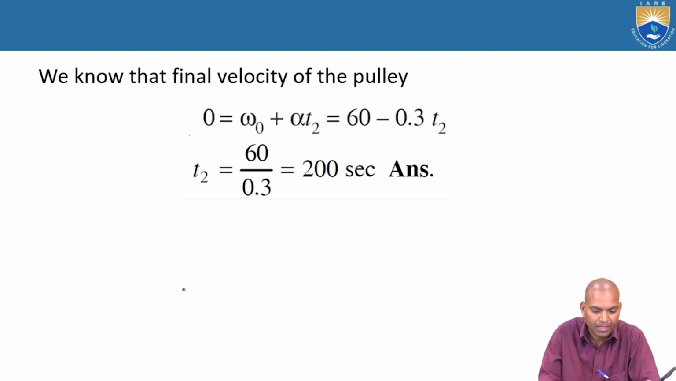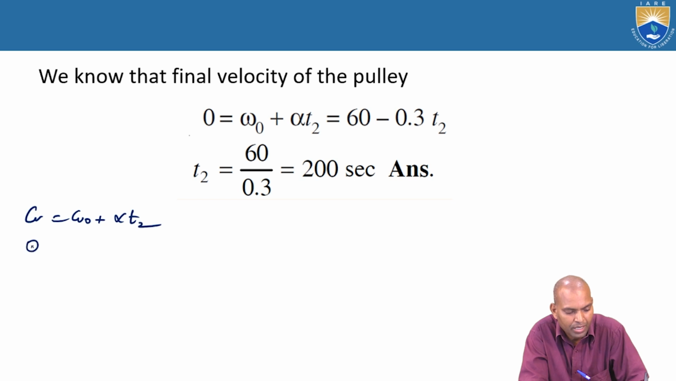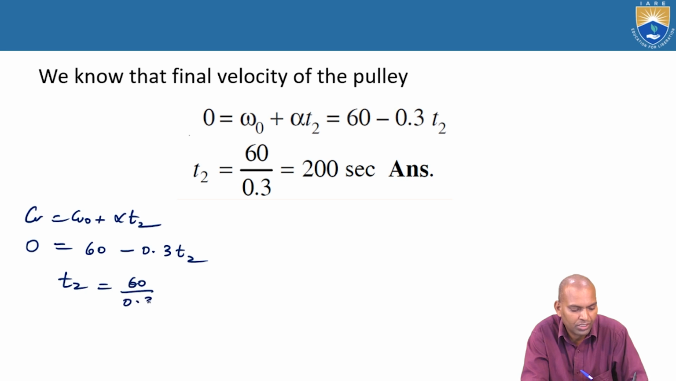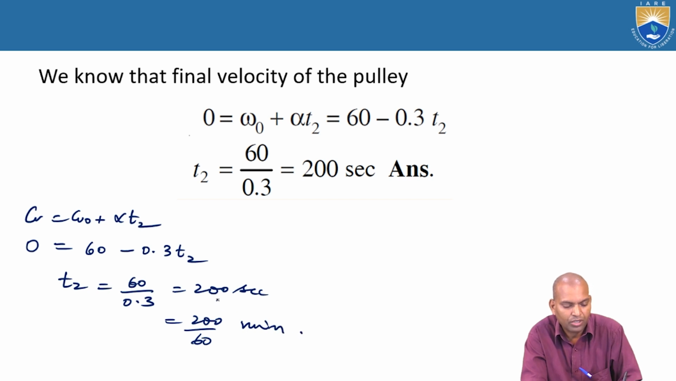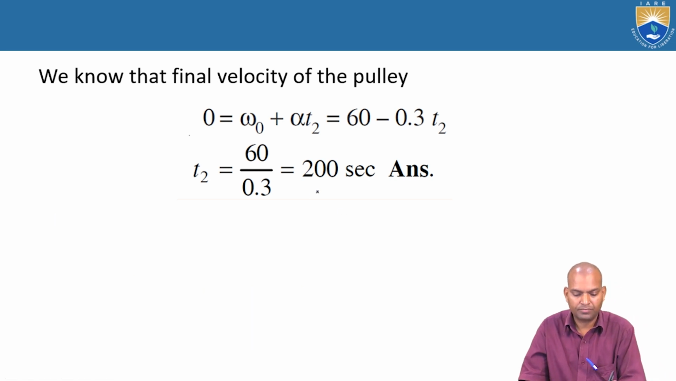Because of retardation. Now the final velocity of the pulley, what is the formula for this? Omega equal to omega naught plus alpha times T2. Here omega equal to 0, omega naught is 60 and alpha is negative 0.3 times T2. From this, T2 can be calculated as 60 by 0.3, that is 600 by 3, that is 200 seconds. If we divide by 60, it comes in terms of minutes, but we need only seconds, that is 200 seconds.